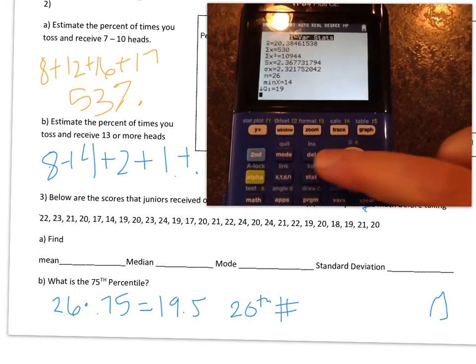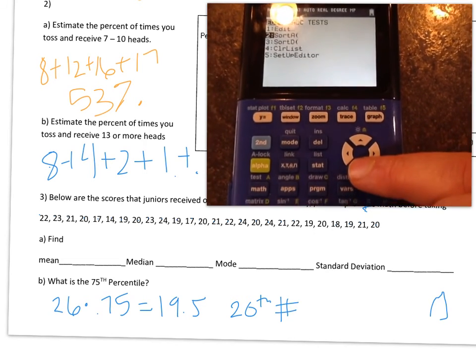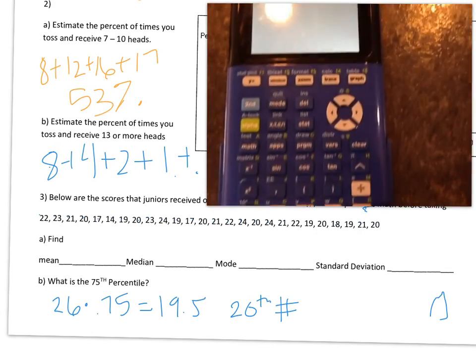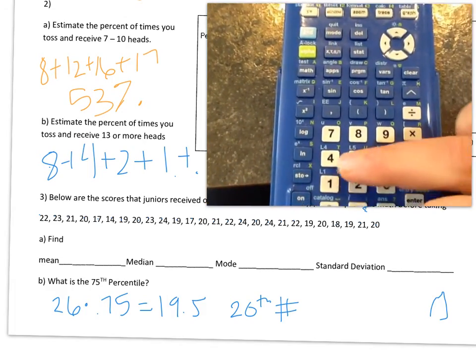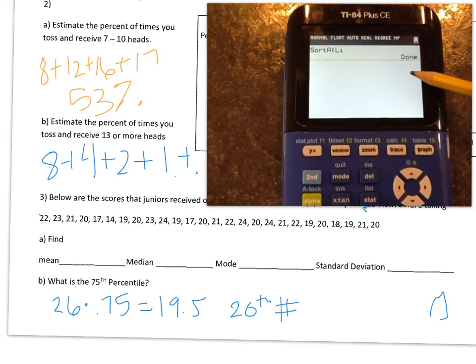So I don't think I showed this before, but we're going to go to Stat, and we're going to go to Sort A and push Enter. And you're going to do your L1. So my L1 on my calculator is right above the 1. So I'm going to go to second 1, push Enter. It says done. What does that mean?